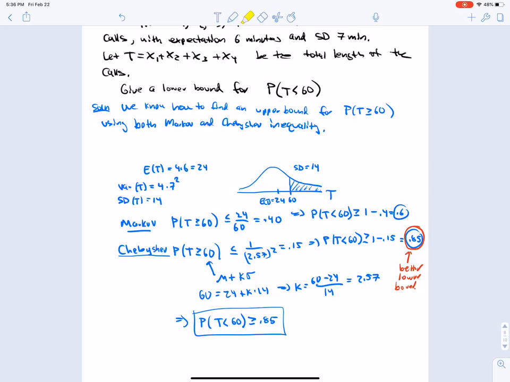So you can see that an upper bound for the probability that T is greater than or equal to 60 is 0.4. So the probability that T is less than 60 has a lower bound of 1 minus 0.4, or 0.6. Furthermore, 60 you can write as 24 plus 2.57 times 14. So we know that k is 2.57, and so an upper bound for the probability that T is greater than or equal to 60 is 0.15, and so a lower bound for the probability that T is less than 60 would be 1 minus 0.15, or 0.85.